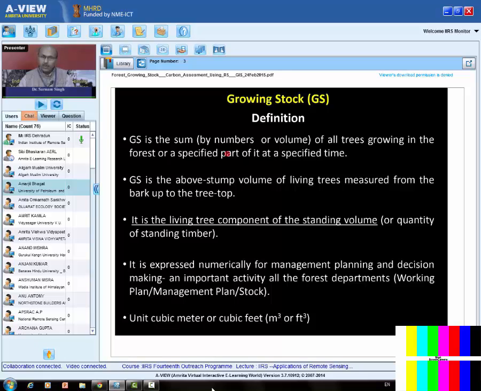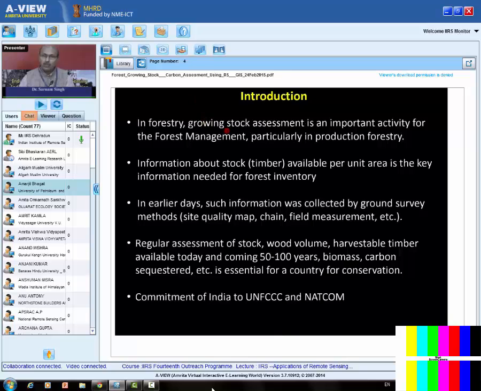It is also expressed numerically for management planning and decision making, which is an important activity for all the forest departments, working plans, management plans, and the growing stock assessments. The basic unit of the growing stock can be expressed either in cubic feet or in cubic meters, which is normally the precision. Now we normally go by the cubic meters.